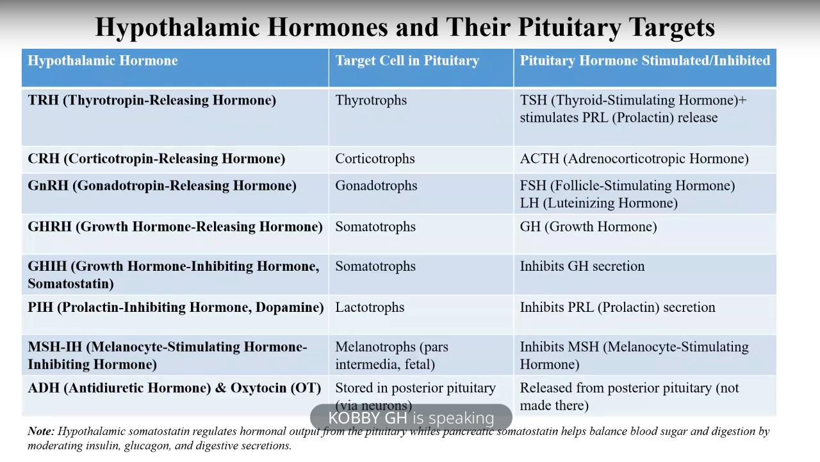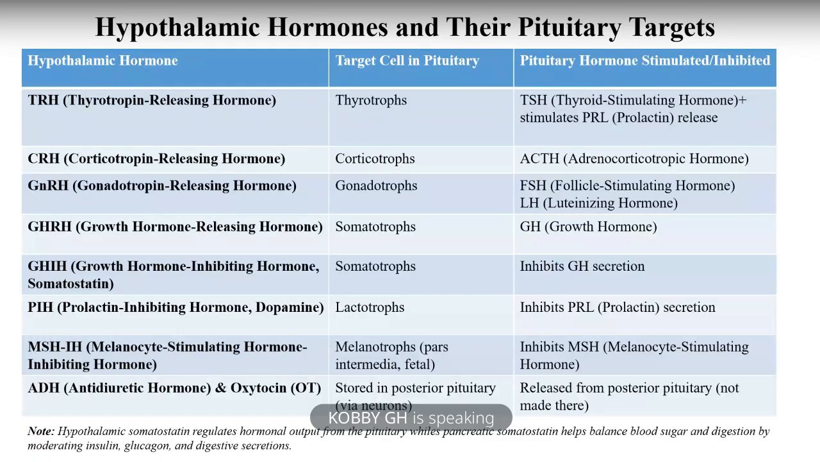Hypothalamus also produces the melanocyte stimulating inhibiting hormone. It will go to the anterior pituitary. What cell is it going to look for? It is going to look for the melanotrophs. Okay, what instruction is it going to give? It will either give a positive or a negative instruction.